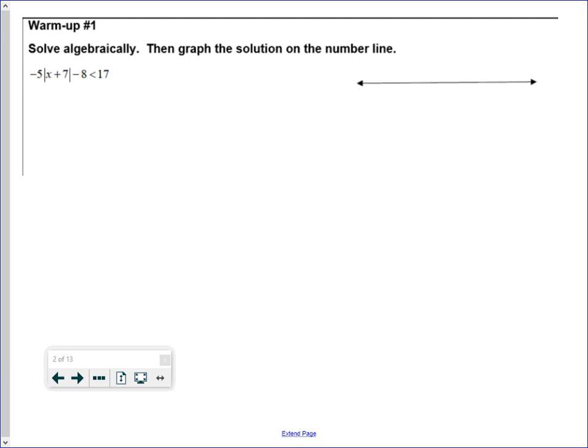So we'll start with this warm-up. It's a little review from Module 2. So go ahead and pause the video and try it if you haven't. But I'm going to go ahead and get started.